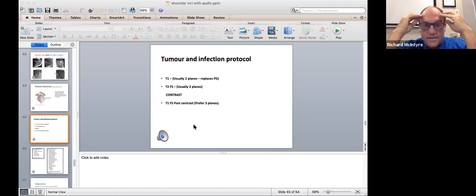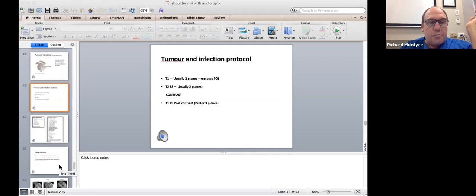So we get a fraction less signal, but we get more contrast, okay? So when we give contrast, we get a little bit more contrast in our images. The reason for that is a couple of things. Firstly, we don't want to do proton density before contrast and then do T1 after contrast and say, well, did that lesion enhance before contrast or not? We don't know, okay?